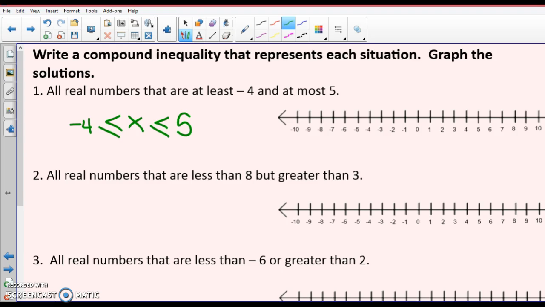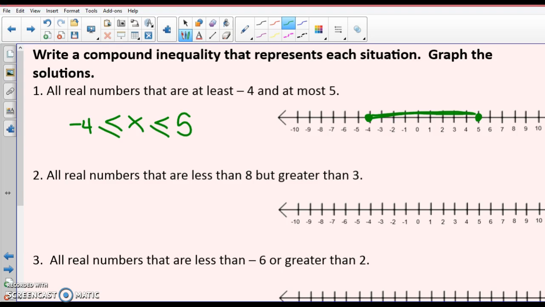Now, when you are graphing this, I'm going to have a closed circle on -4 and a closed circle on 5, because they are both equal to. And where does the shading go? In between. Right there is where all the numbers are at most or at least -4. The least is -4 and the most is 5. So basically between -4 and 5, including -4 and 5.